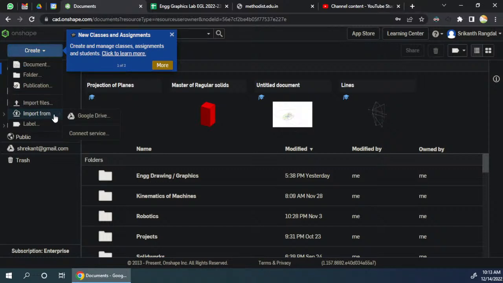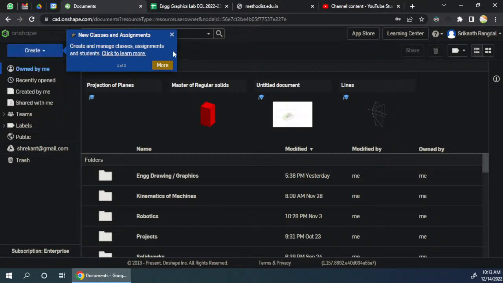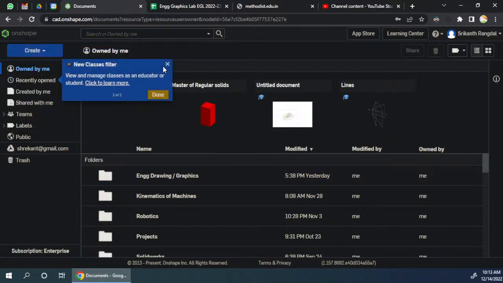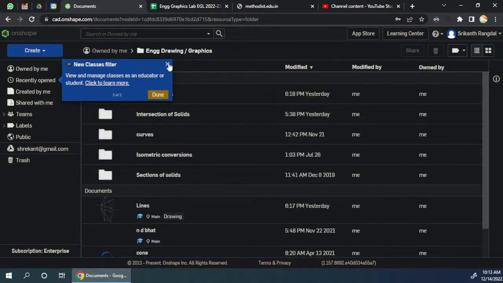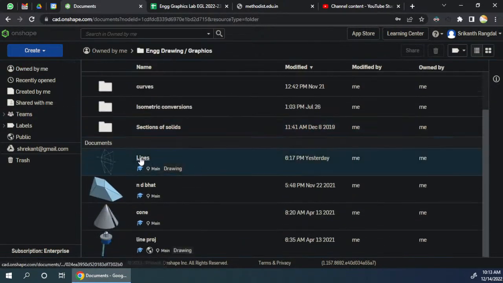Import from Google Drive, labels, publications. Okay, I'll go through this later. There's something that's new, I guess. Wow, you can manage classes, educators. All right, so I guess there are some more features added to Onshape recently. I'll go through that later. And this is where I'll stop. Let me hide this for a moment.